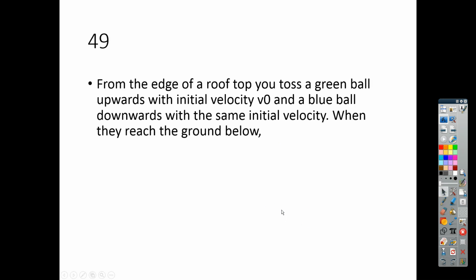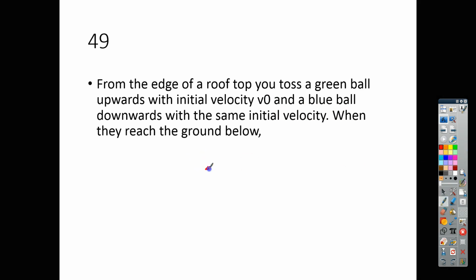For number 49, from the edge of the top of a roof, you toss a green ball upwards with the initial velocity Vo and a blue ball downwards with that same velocity. So we're going to take a green ball, we're going to toss it up with an initial velocity, well, let's call it 10 meters per second. And we're also going to toss a blue ball down at 10 meters per second. So we're going to call it negative 10 meters per second, and it is going in this direction.